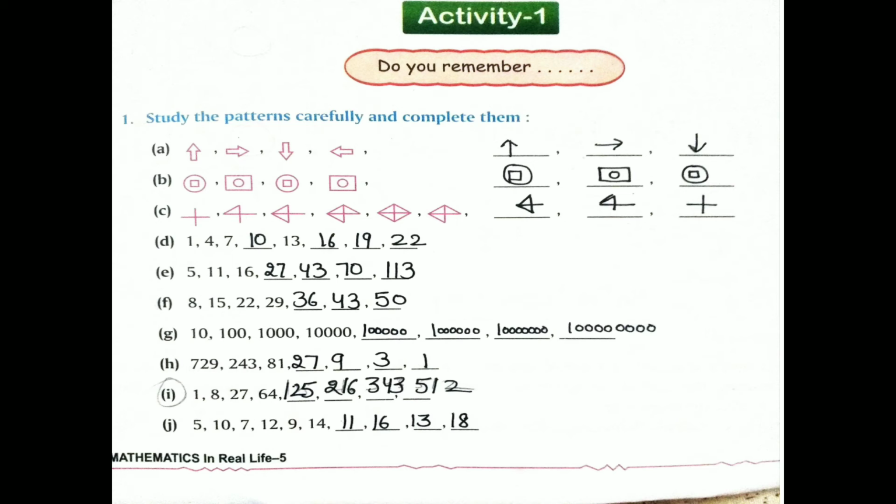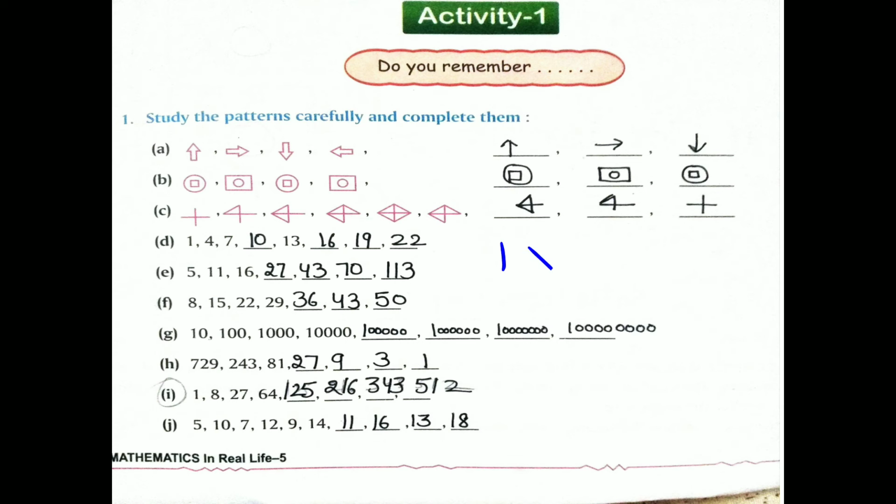In H part, 729 is written, then 243. Do you know what they did? They divide 729 by 3. When you divide it, answer comes 243. Then 243 again they divided by 3. Answer comes 81. Again what we have to do? We have to divide 81 by 3. Answer will be 27. Then 27 you divide by 3. Answer comes 9. Then again you divide, answer comes 3. Then again divide, answer comes 1. Clear?